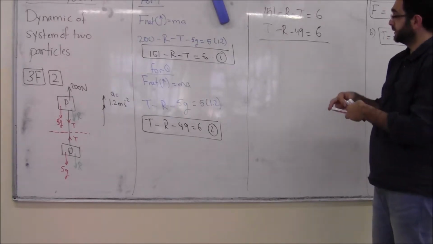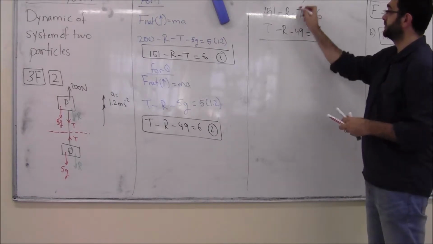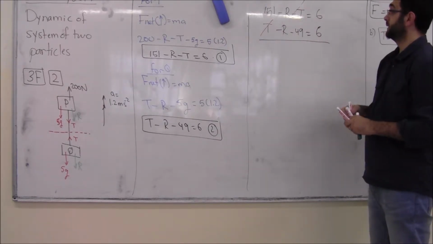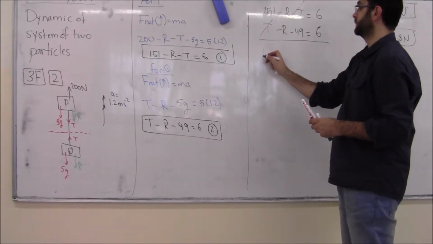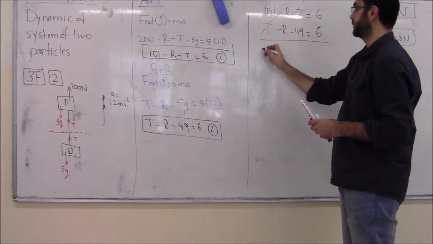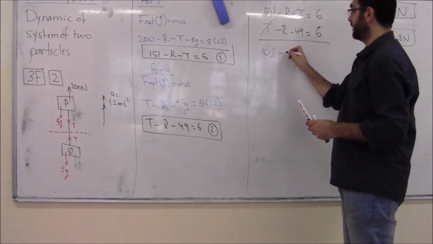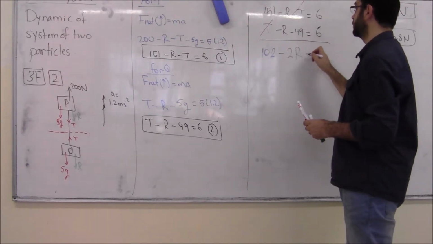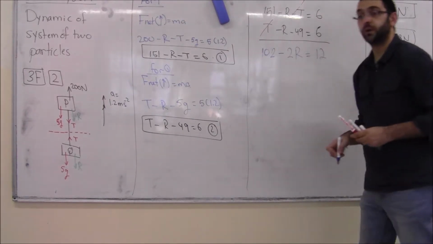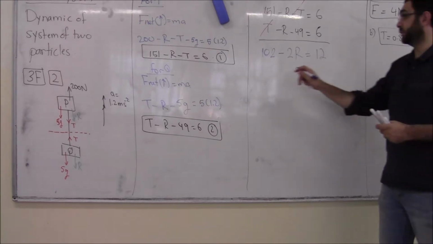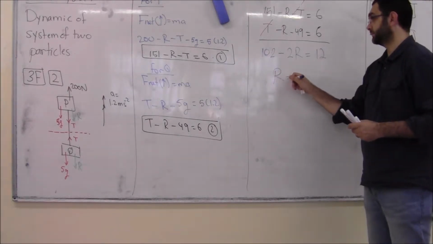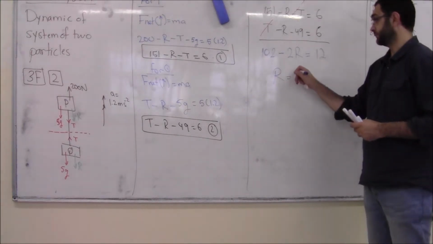T and T go together. Excellent. T cancels T. Just add them. Minus 2R. Okay. 151 minus 49, 102. 102, right? Minus 2R equals what? 12. Clear? Any question? So R equals 45.